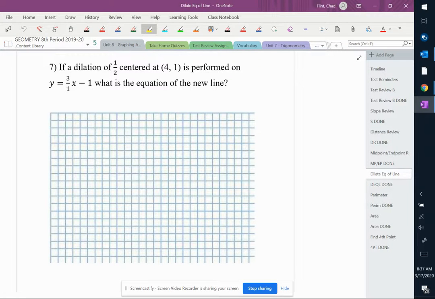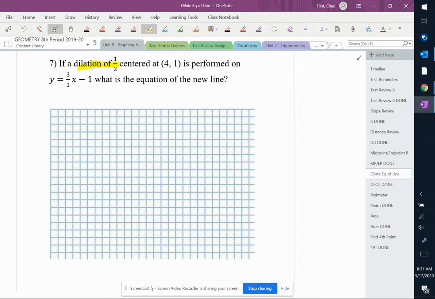We're doing a dilation of 1/2 centered at a point that's not the origin, which means we have to have a picture because we cannot do one of these on the picture. Our line equation, solve for y, so we can either put it into y equals on the calculator and get our points from there.